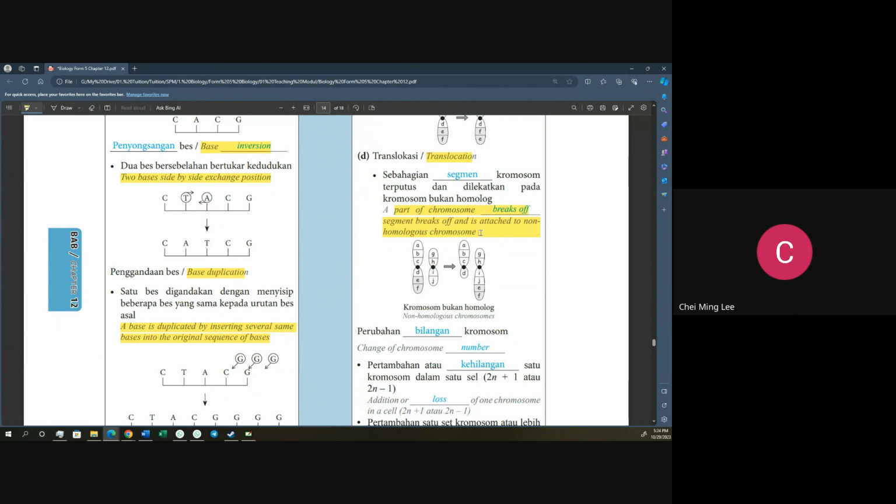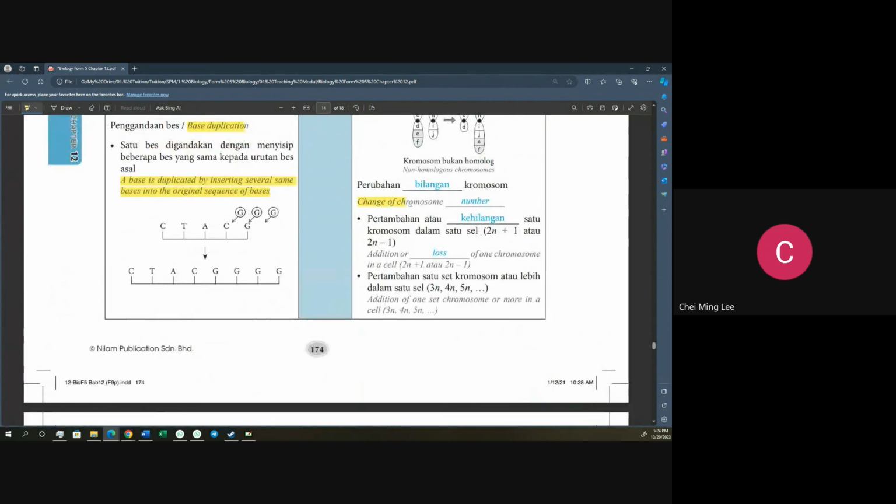And finally, the change of chromosome number. Normally there is an addition of 1 or the deletion of 1. So there's an addition or loss of 1 chromosome in the cell. It becomes 2n plus 1 or 2n minus 1. Or the addition of 1 set of chromosomes or more in the cell, sometimes becoming 3n, 4n, 5n as well. There are 2 types, only add 1 or add the whole set, which makes them become 3n, 4n, or 5n.